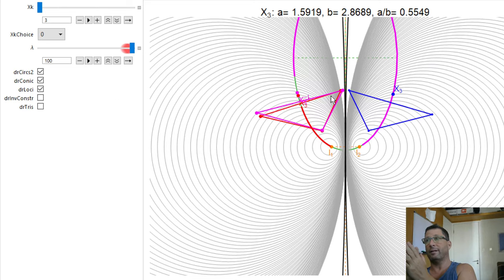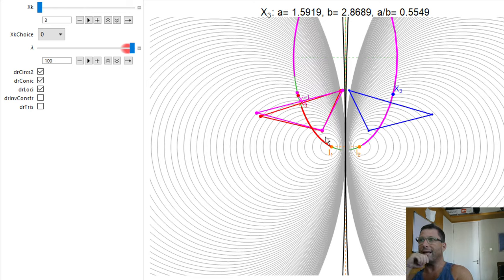So what's happening here is that when you have a reflection, the inversive images become reflected images of the blue, and their X3s are going to become reflected images of the original X3. So this is a way for us to argue that this locus, by symmetry, is going to have to go through the X3 of the original family. Because it is a symmetric curve that is going through the reflection of X3, it must go through the original X3.